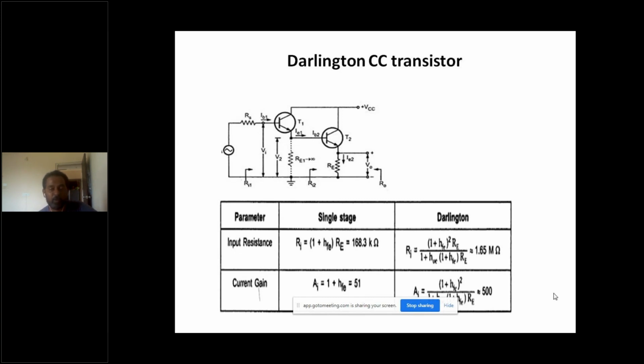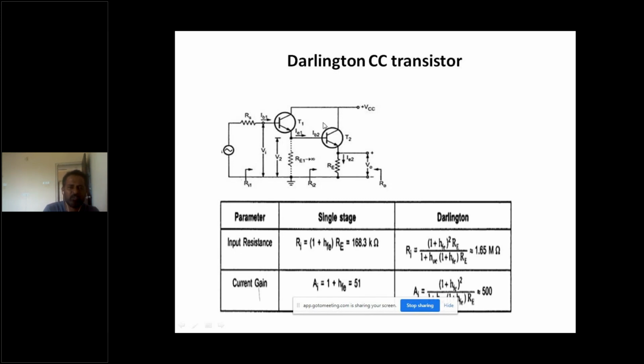Then what we do is cascade two CC amplifiers. This combination is known as the Darlington CC amplifier. The purpose is to increase input resistance up to mega ohms. How is this done? Usually, the output terminal for CC is the emitter. Load is connected in between emitter and collector.